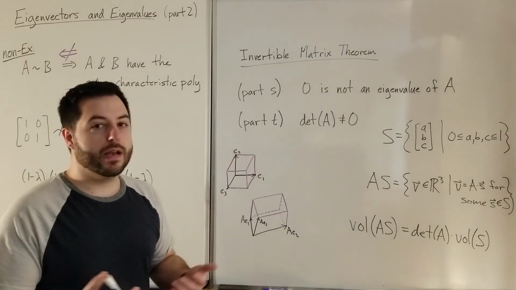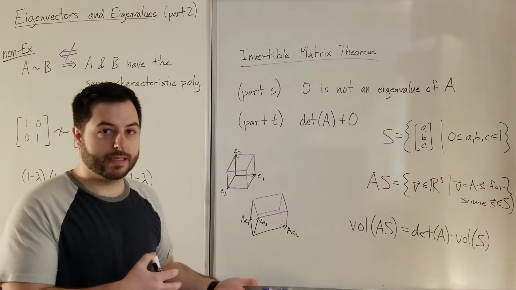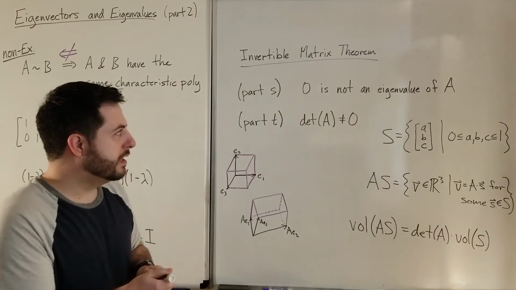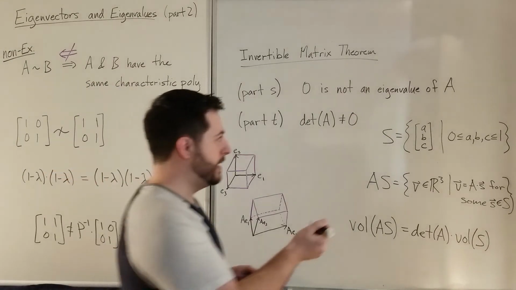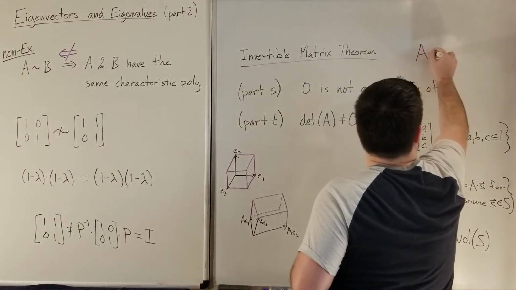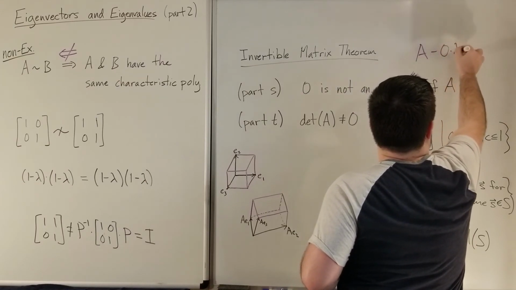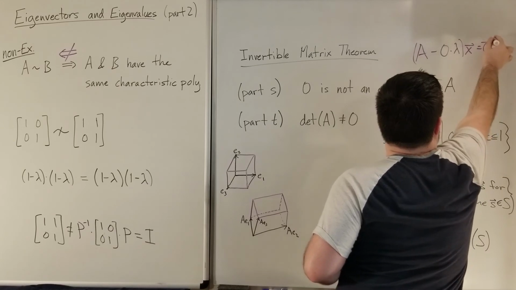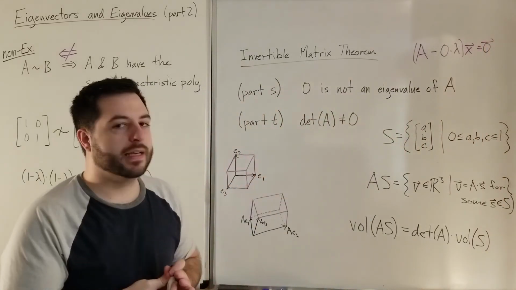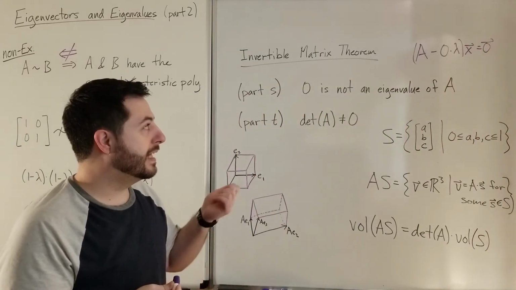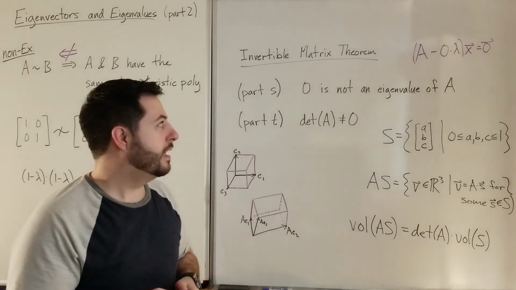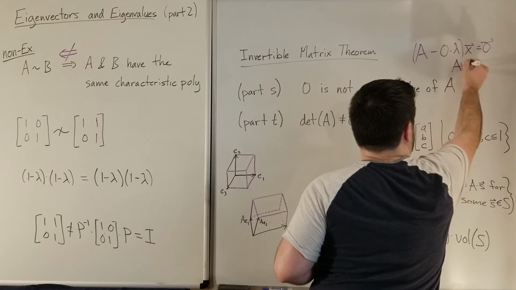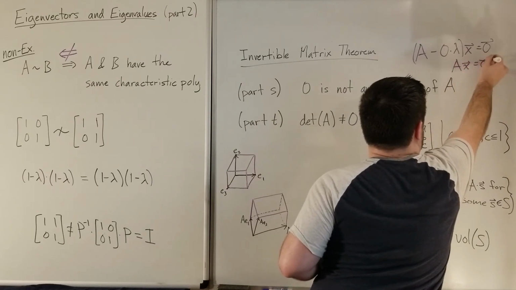And then we want there to be a non-trivial solution to Ax equals 0. So if there is a non-trivial solution to A minus 0 times lambda x equals 0, then that's the same thing as there being a non-trivial solution to A times x equals 0. And if there is a non-trivial solution to A times x equals 0, that means the matrix cannot be invertible.